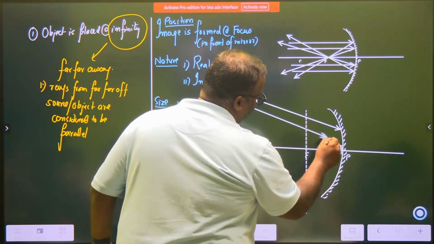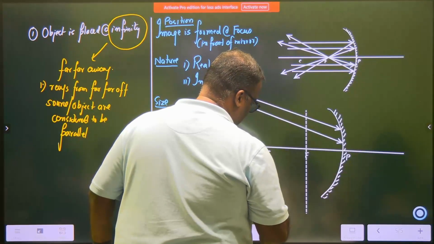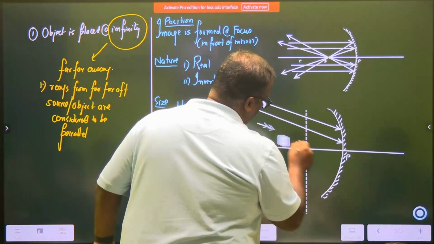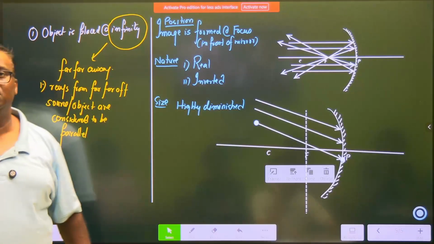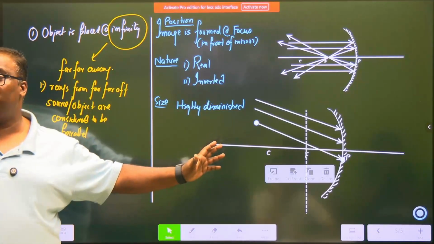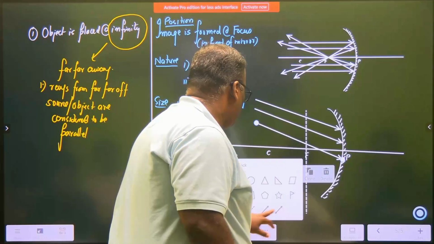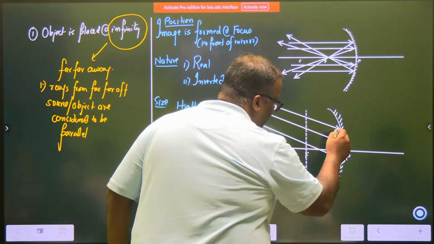Number two ray, then ray number three. My rays are parallel, which are coming from a far off object, but the rays are not parallel to the principal axis. So what did we learn? That they will still intersect on the focal plane. So let me bring them on the focal plane.